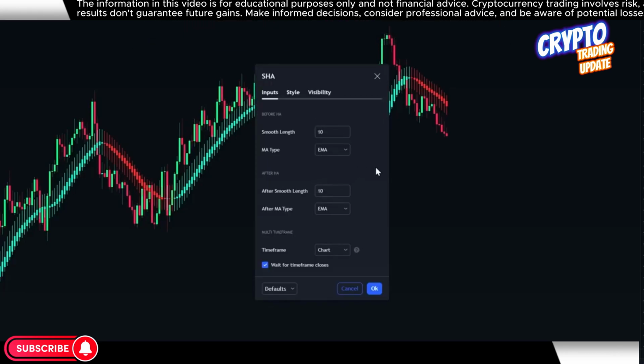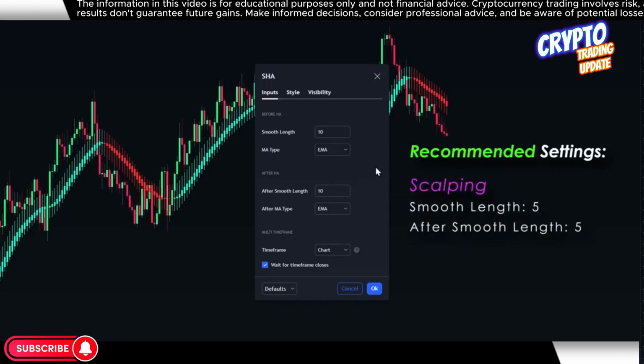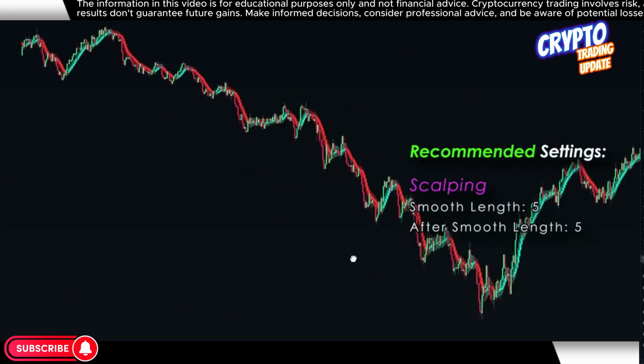However, if you want to optimize it for your trading needs, here are a couple of recommended values that you could use. First, if you're focusing on scalping or capturing short-term movement, you can use the 5 and 5 settings, as it's better at analyzing short-term price movements.